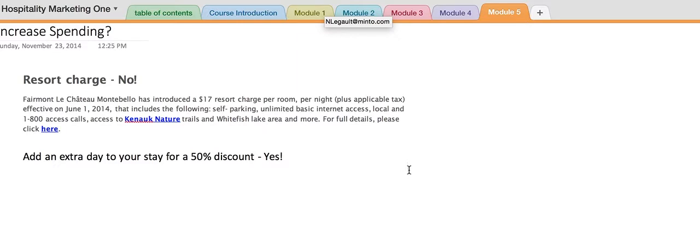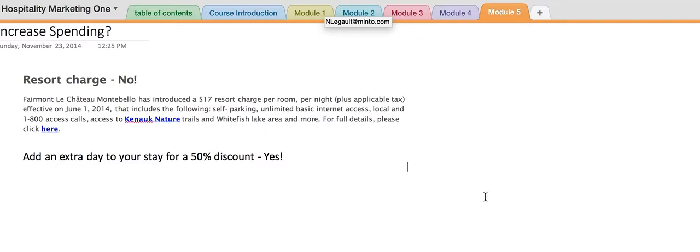So what do you get for $17? You get things like self-parking. Aha! So you have to do it yourself. You can't get any valet parking, unlimited internet access, local calls, and access to trails. All these things cost the hotel nothing. So you're paying $17 per night per room for that. That is not the way to increase spending. That's the way to increase charging.